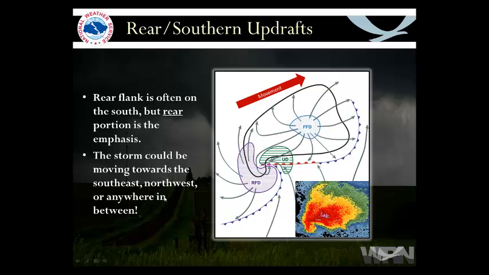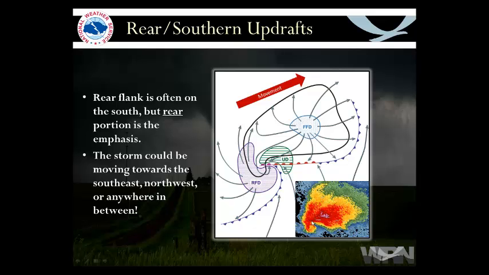Spotters shouldn't really get tied down to directions too much. You should be more storm relative, thinking of where the updraft is in relation to where the storm is moving. So the rear flank is often on the south, but the rear portion of the storm is what needs to be emphasized. The storm could be moving toward the southeast, northwest, or anywhere in between.